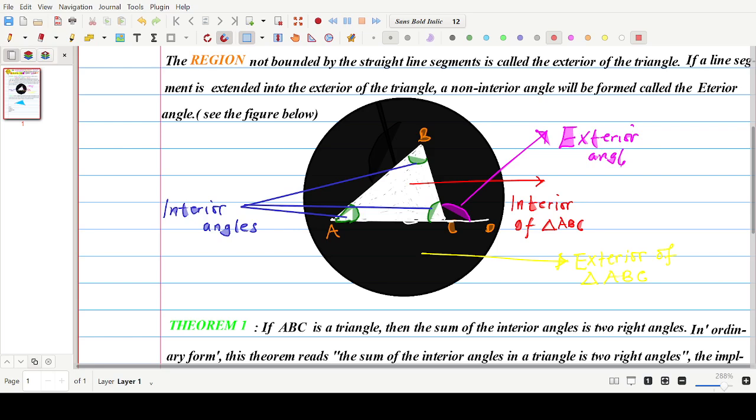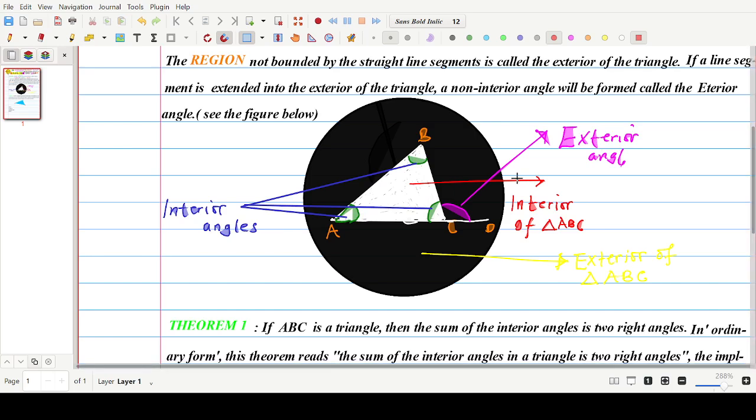Now, if you observe carefully, the line segment AC, that is this line you see here, AC, can you see that? This line was produced, in other words, it was extended to the point D, all right? And by so doing, we have an angle that is not within the interior, this angle here. Can you see this angle here? This angle is called the exterior angle.